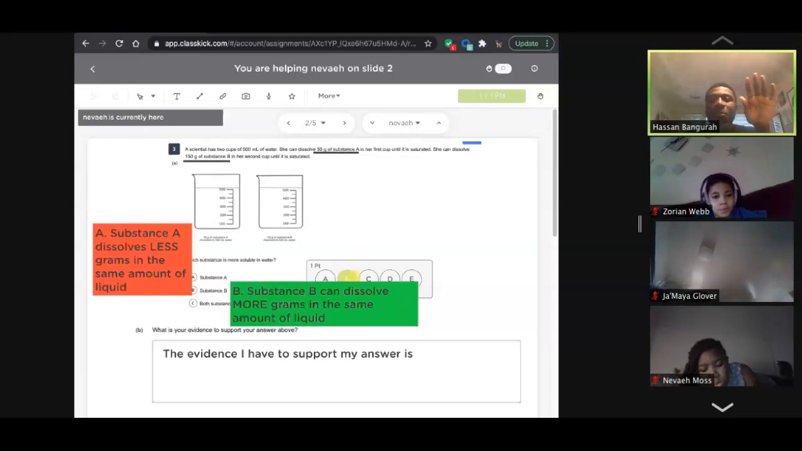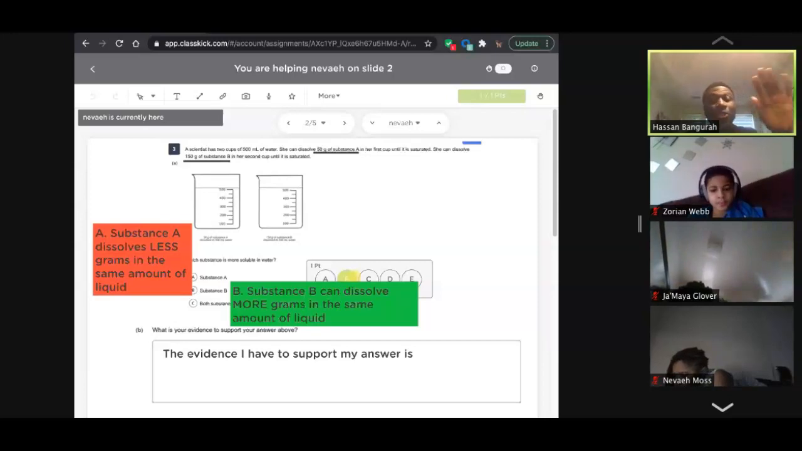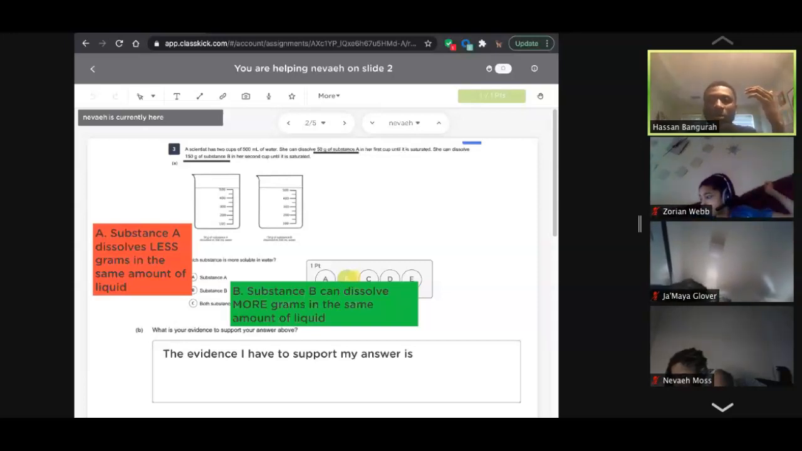So now I want to pause this for a second. We just did all this work, right? We looked at how we know for a fact that one of our answer choices is correct and the other answer choice was wrong or incorrect. So now this is the easy part. All we have to do is plug in our answer, our evidence into our RACE response. Nevaeh had already started because she's trying to get her own credit.